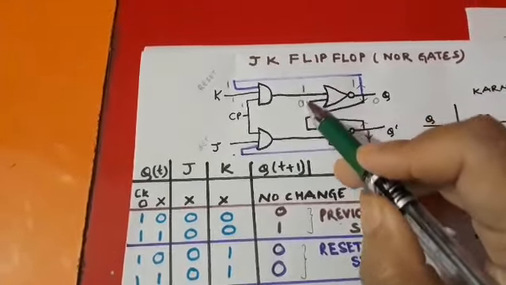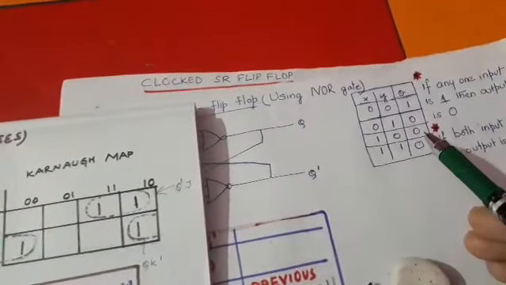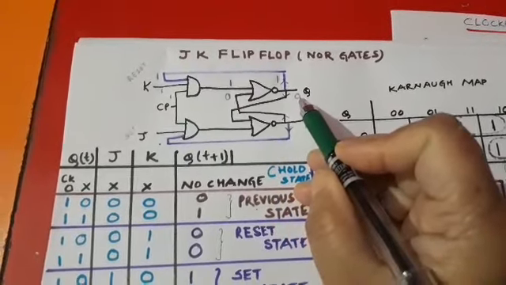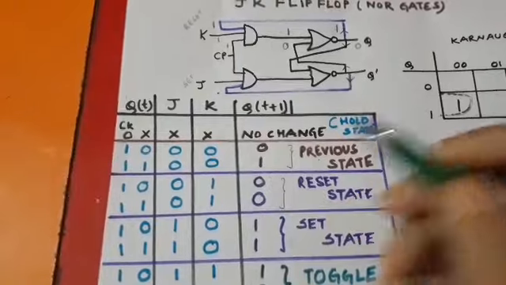So the inputs are 1 and 0. And we know again 1 and 0 means what? 1 and 0 means output is 0. So this time we are getting the output as 0. So I've written 0 here.